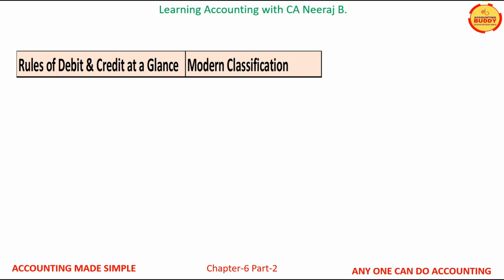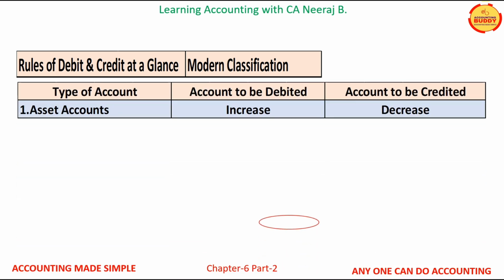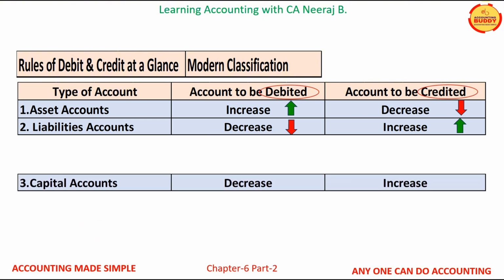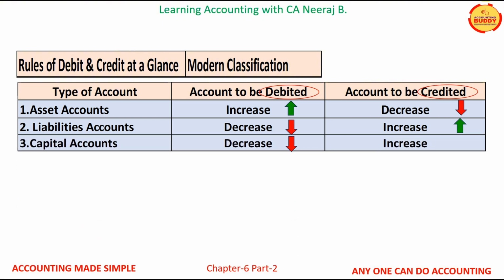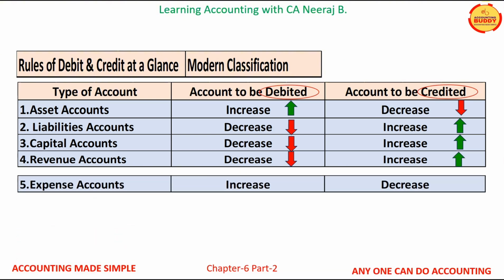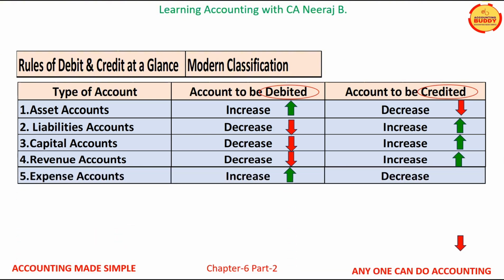Let us have a quick recap of the rules of debit and credit under the modern classification of accounts. Assets are debited when there is an increase, while assets are credited when there is a decrease. Liability accounts are debited when they decrease, and credited when they increase. Capital accounts are debited when they decrease, and credited when they increase. Revenue accounts are debited when they decrease, and credited when they increase. Expense accounts are debited when they increase, and credited when they decrease.